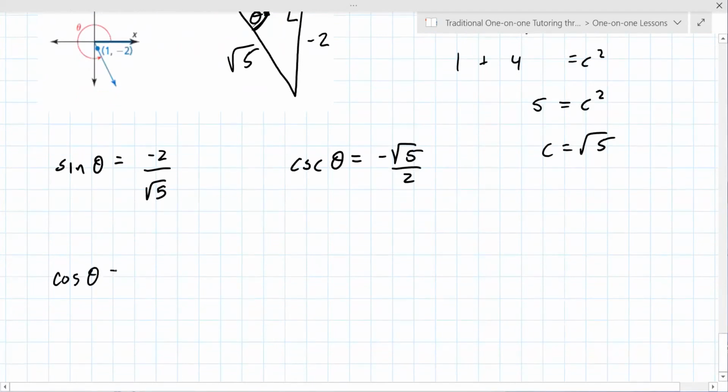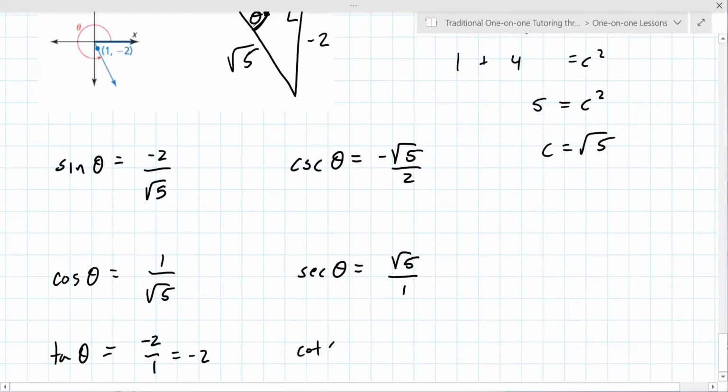Cosine theta is the adjacent over the hypotenuse. And then the secant of theta is the reciprocal of that, the square root of 5 divided by 1. Tangent of theta is the opposite over the adjacent. It's -2 over 1, or just -2. The cotangent of theta is the reciprocal of that. It's -1/2.